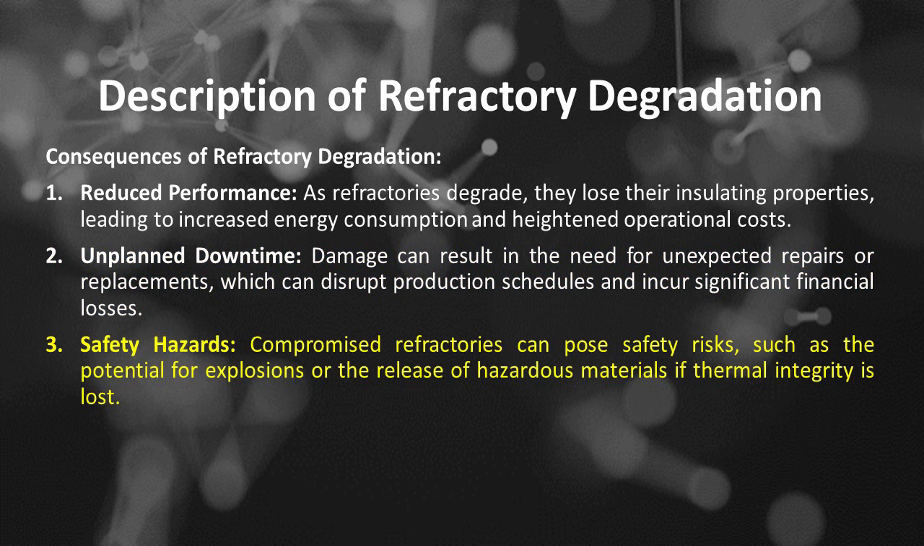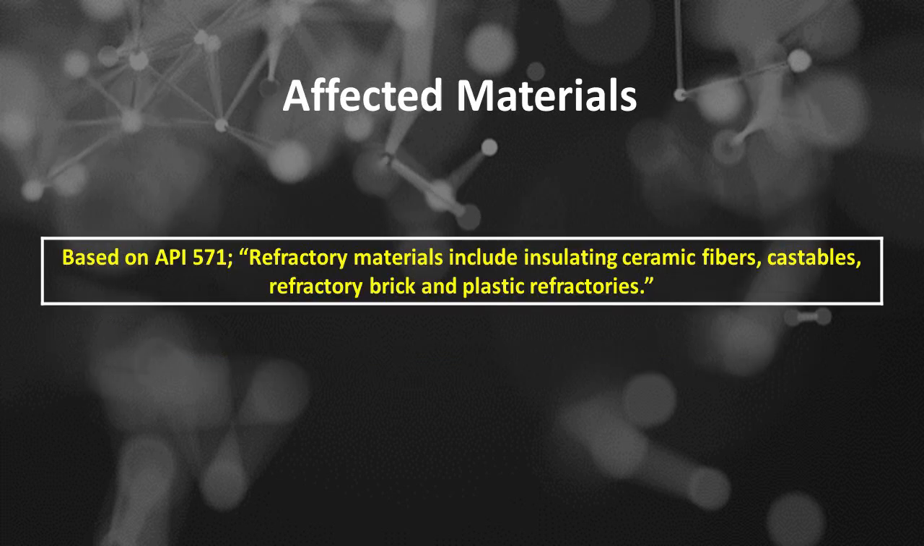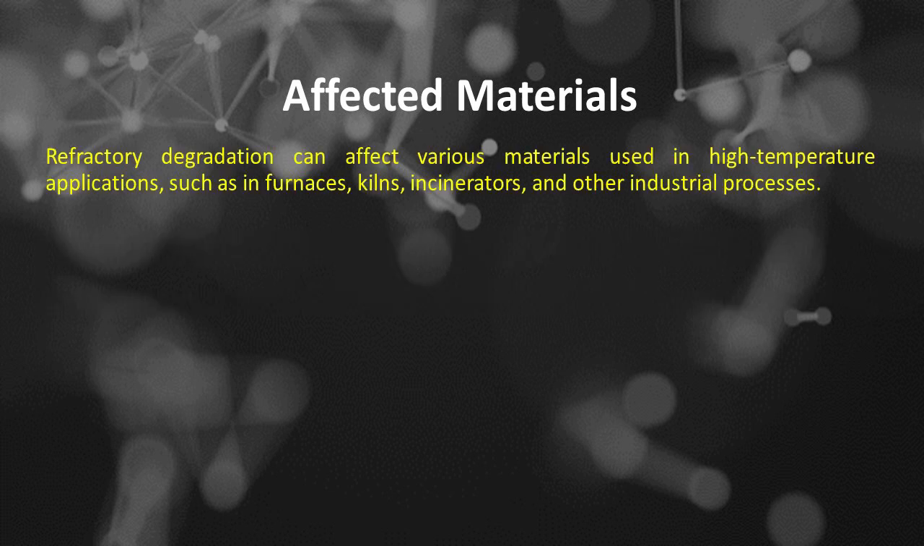Compromised refractories can pose safety risks, such as the potential for explosions or the release of hazardous materials if thermal integrity is lost. Refractory degradation damage mechanisms affected materials based on API 571. Refractory materials include insulating ceramic fibers, castables, refractory brick and plastic refractories. Refractory degradation can affect various materials used in high-temperature applications, such as in furnaces, kilns, incinerators, and other industrial processes.